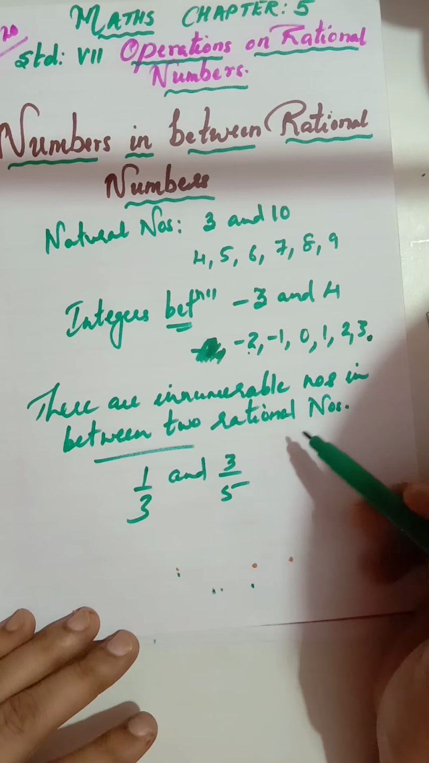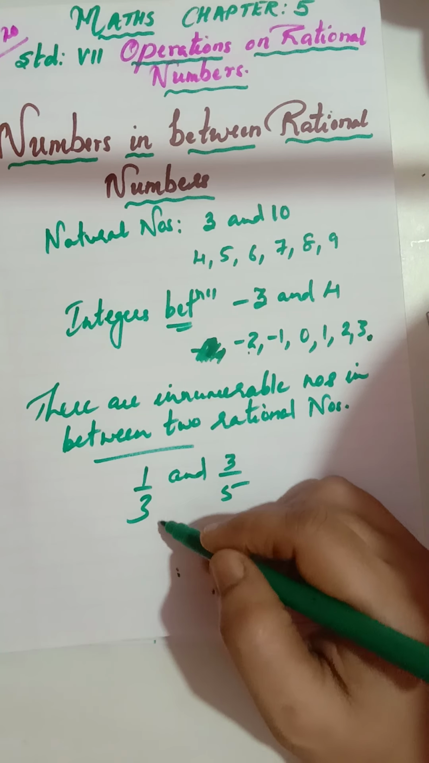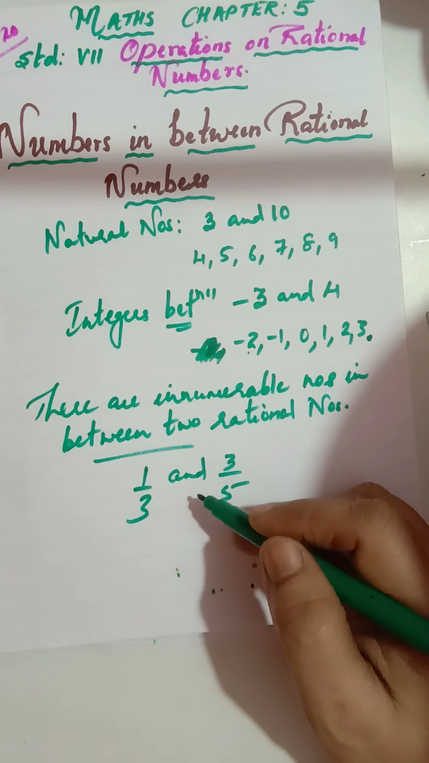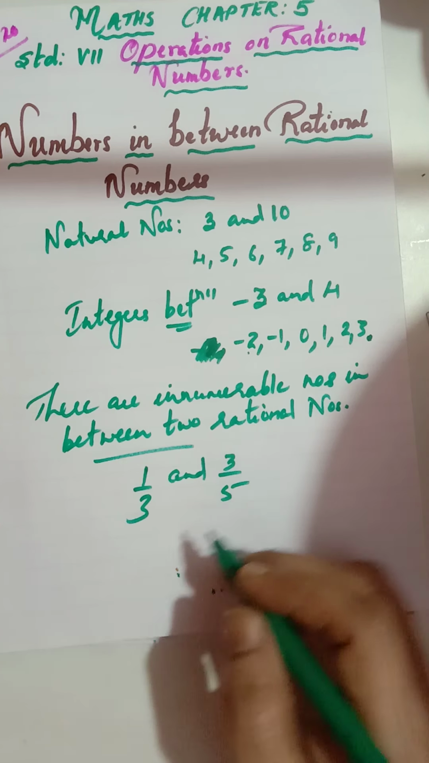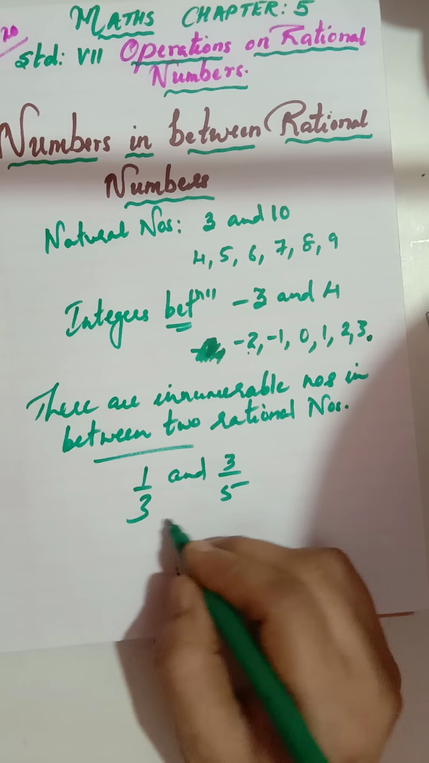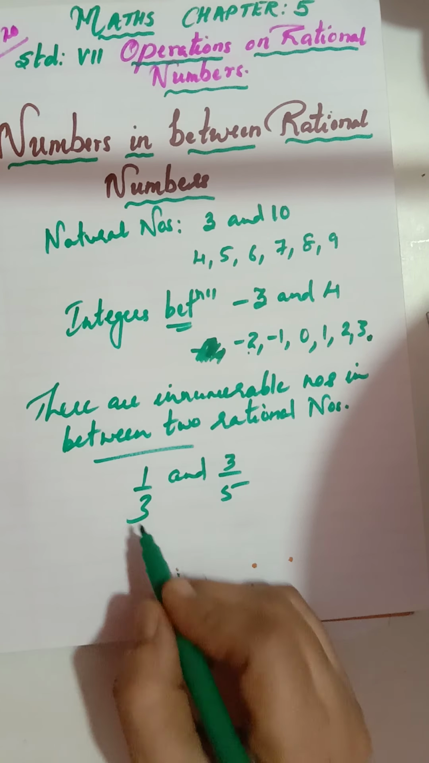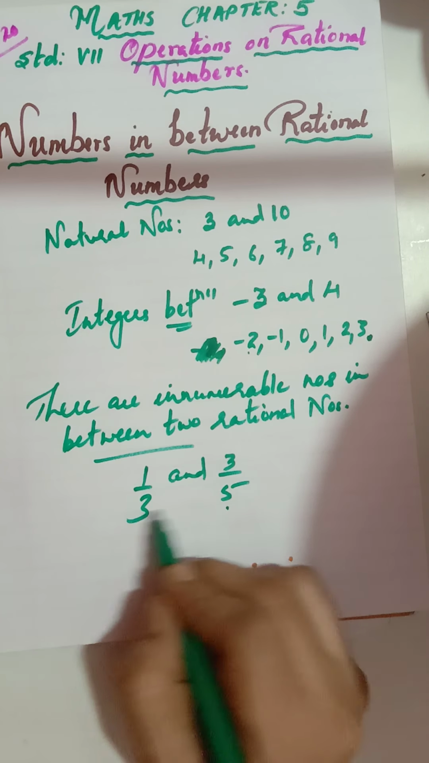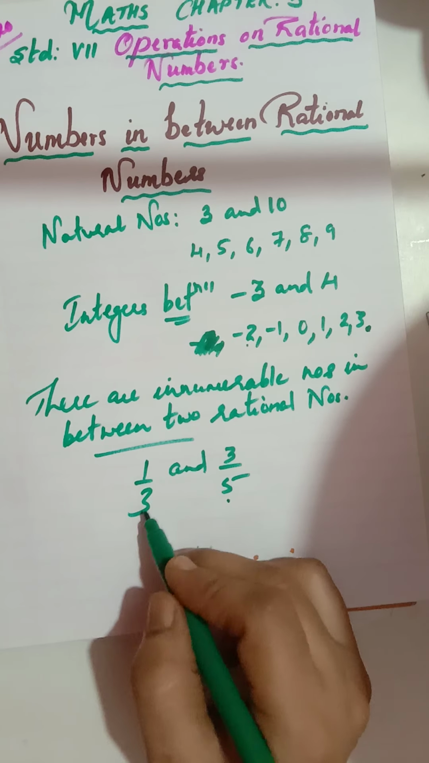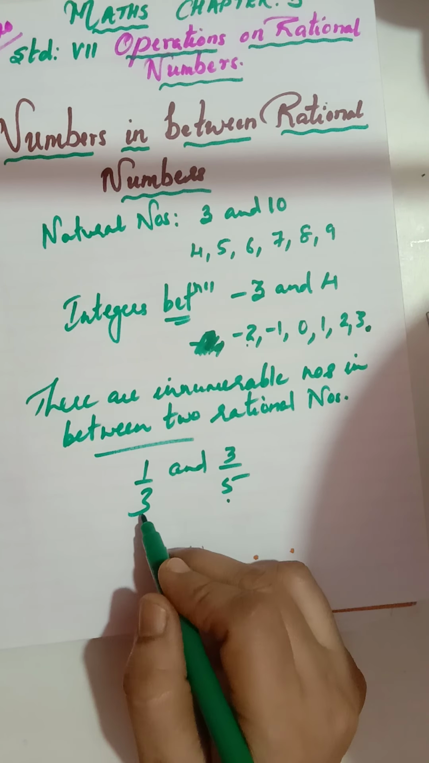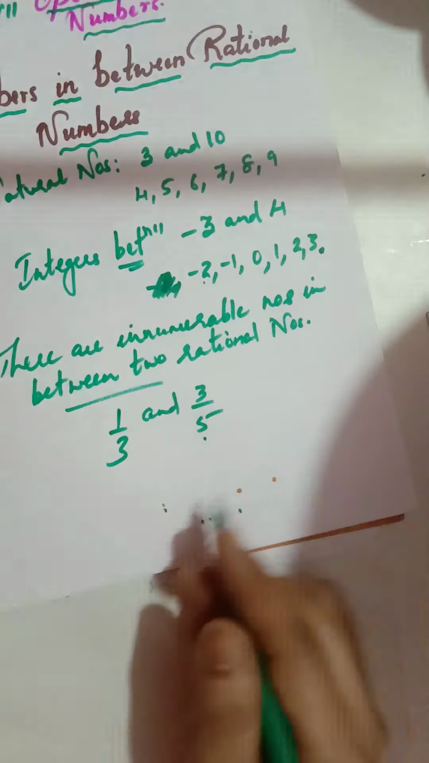Not possible. So in that case children, whenever rational numbers are given in the form of fractions and we have to write in between numbers, then there is a specific method used to write the rational numbers. Now here you can see 1/3 and 3/5. Since both the numbers have different denominators, first we will have to make them equal.